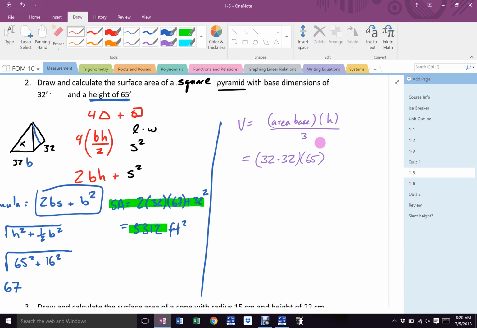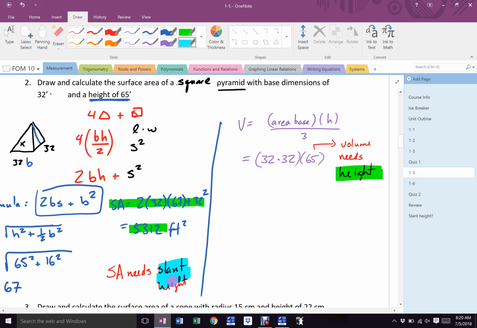65. Now, I'm going to put a warning here. Volume needs height. And highlight height. Over here, remember, surface area needs slant height. And I'm going to highlight that too. Know the difference. Height goes straight up the middle, slant height goes up the side. What finds those two? If I know one of them, how do I find the other? Pythagoras finds these if needed.